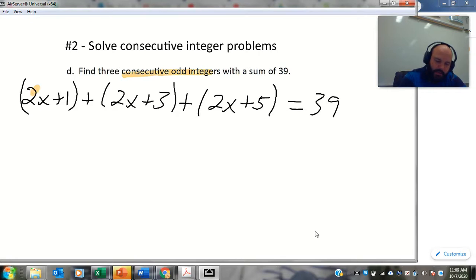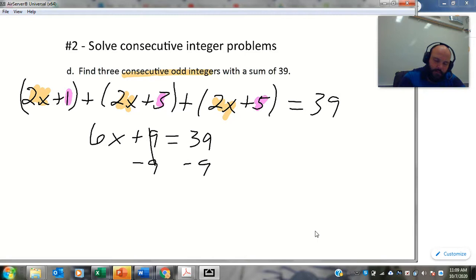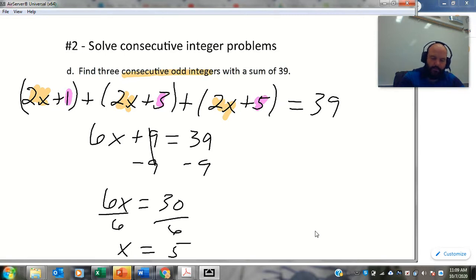So once again, we're going to get our like terms. There's a 2x, a 2x, and a 2x. So that becomes 6x. Then our other like terms are 1, 3, and 5. 1 plus 3 is 4. 4 plus 5 is 9. And that equals 39 like that. So we're going to subtract 9 from both sides. 6x equals 30. We're going to divide by 6. x is 5.